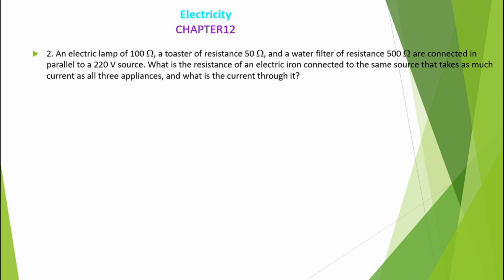So here, just to see, an electric lamp of 100 ohm, a toaster of 50 ohm, and a water filter of 500 ohm are connected in parallel to 220 volt. What is the resistance of an electric iron connected to the same source that takes as much current as all 3 appliances? So what is the current through it? So this is the question.